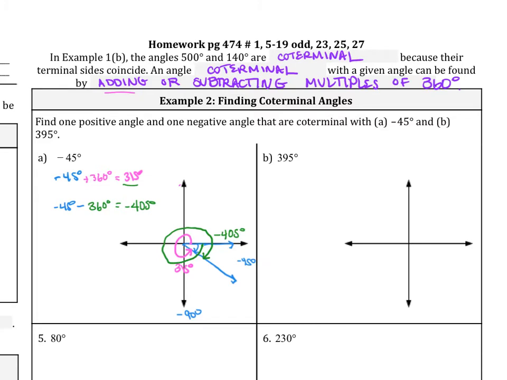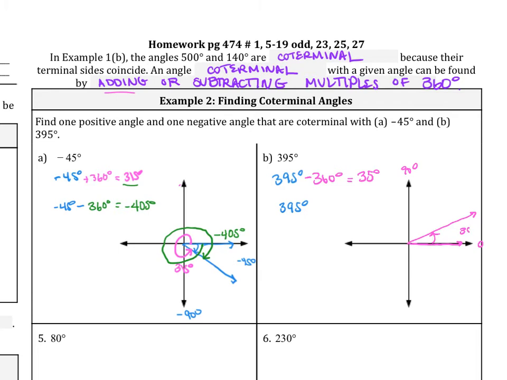Let's try that for letter B. We have 395 degrees. So first, I'm going to subtract, so I want a negative. So let's subtract 360 first, because I know that's still going to be positive, right? 360 is smaller than 395. So when I subtract 360 degrees, that ends up being 35 degrees. So I know 35 degrees, so this is 90 degrees here, and this is 0. Remember, it rotates clockwise. So 35 degrees is here.